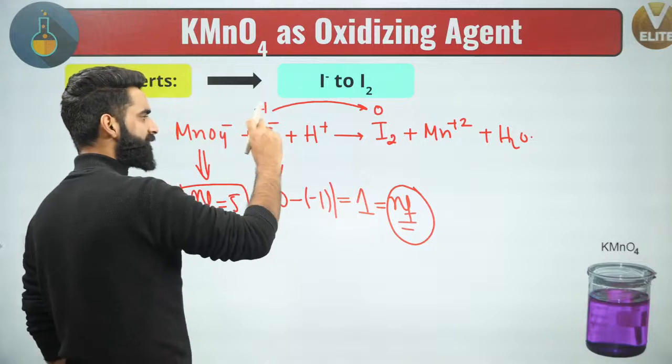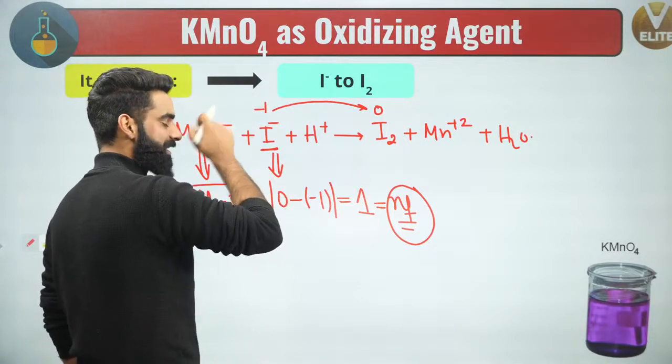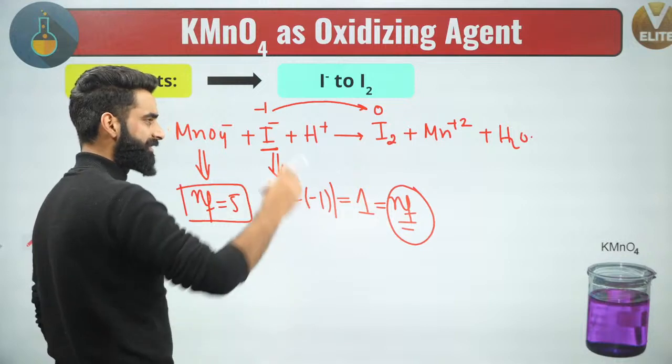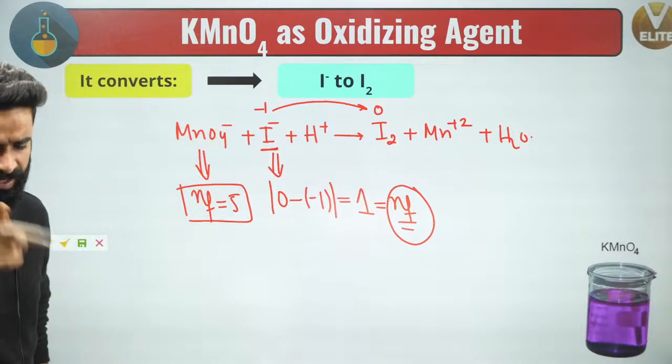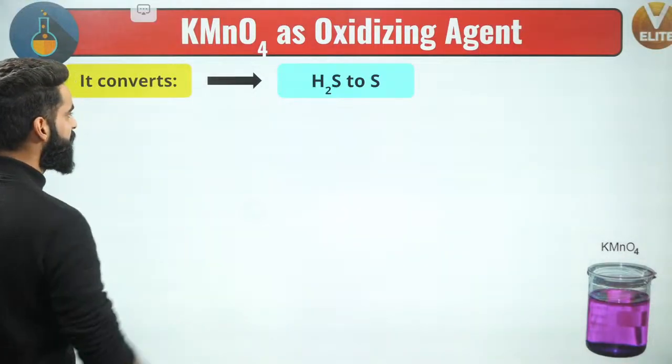If you got the n factor of this iodine right here in this reaction, you can calculate this equivalent mass. And how you'll be doing that? By just dividing the molar mass of this substance by its n factor. Let's move on to one more reaction.